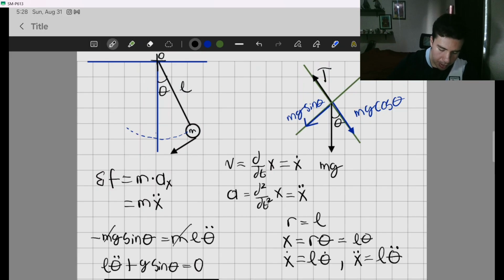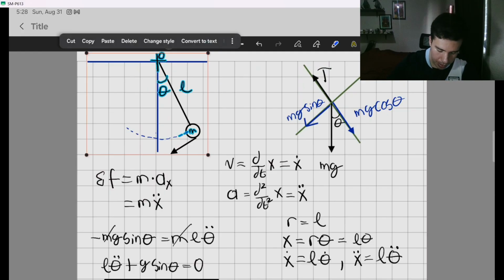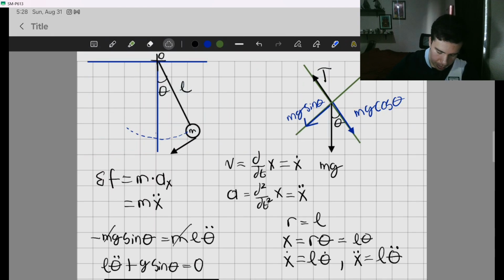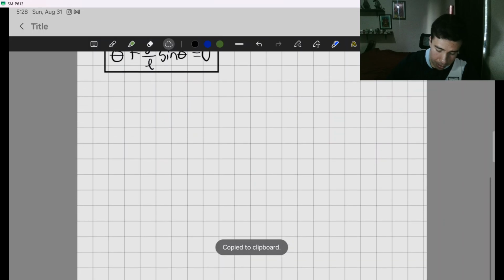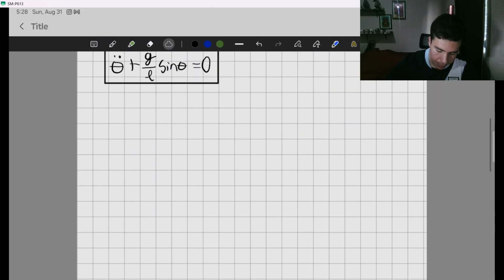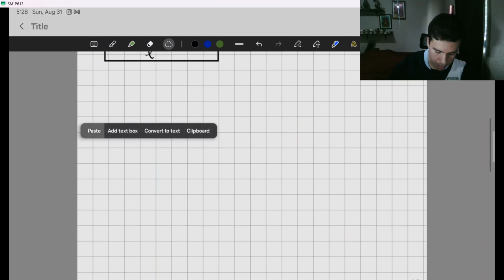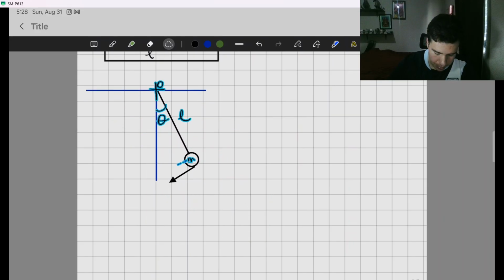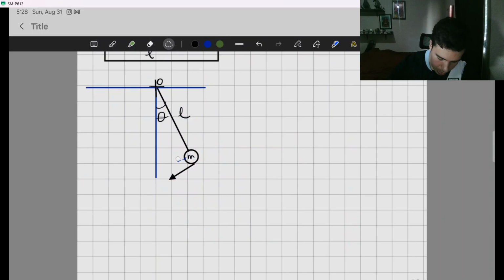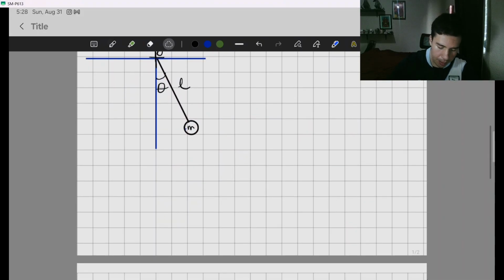So I will be doing a second approach right here. I will be copying the majority of these things, and I will be using now the Lagrangian equations to solve the same system. So I will be removing this part. Lagrangian methods involve this equation.